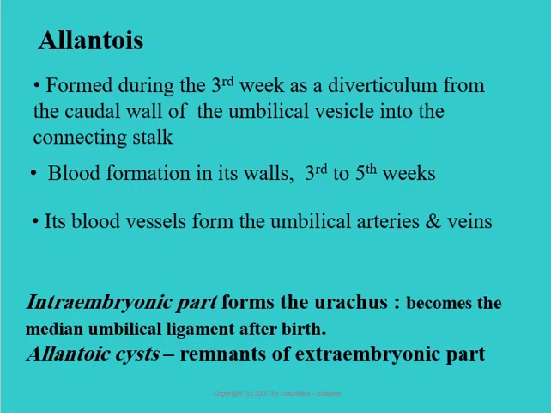The allantois is formed during the third week as a diverticulum from the caudal wall of the yolk sac into the connecting stalk. At this time, from the third to the fifth week, blood formation appears in its wall and its blood vessels form the umbilical arteries and vein. The intra-embryonic part of the urachus becomes the median umbilical ligament after birth. If the allantois remains, its extra-embryonic part is called an allantoic cyst.